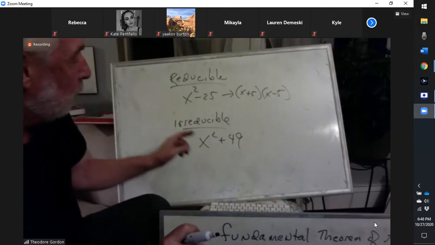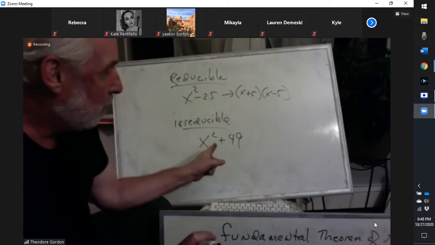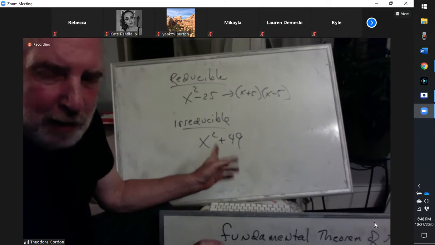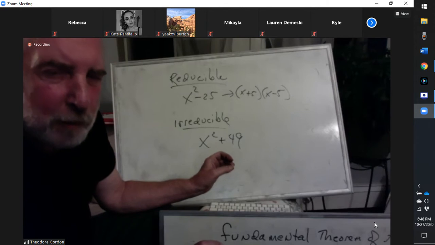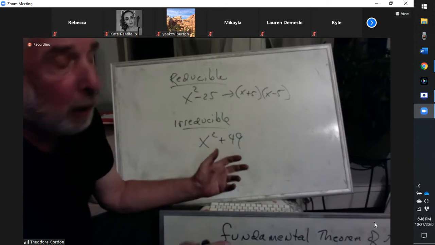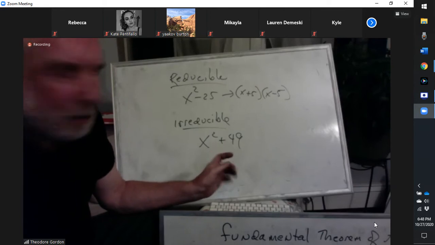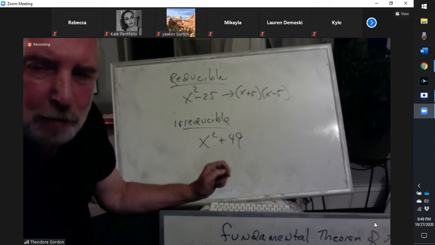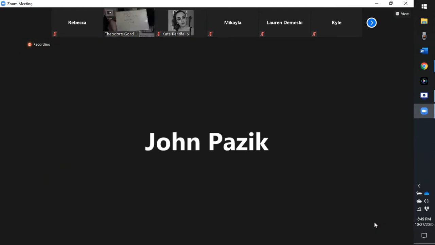Now, when I say irreducible, I mean in our class. This actually can be factored. Anybody know how that can be factored? It factors into something with imaginary numbers. Well, imaginary numbers is the wrong word, by the way. Complex numbers. Anybody know how that can factor? Just curious. It's okay if you don't know. Plus or minus 7i. Yeah, nice, John.